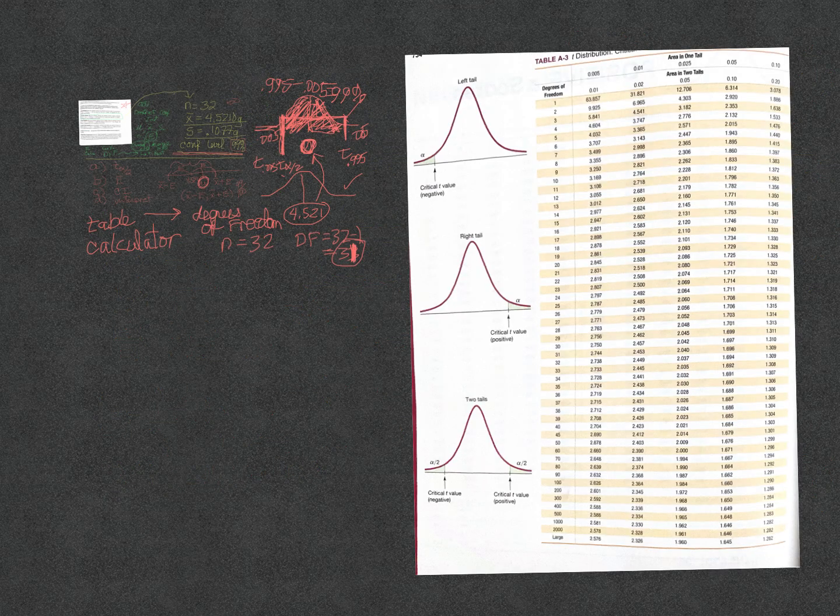And so here we are looking at the t-distribution table. This is in the back of your book on page 734. Okay? And when you look at this, you're going to look for 31 degrees of freedom, which is right there in that circle. And you're going to get your critical values by looking across.